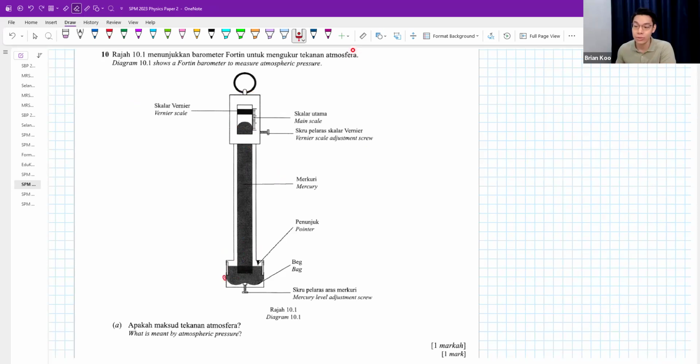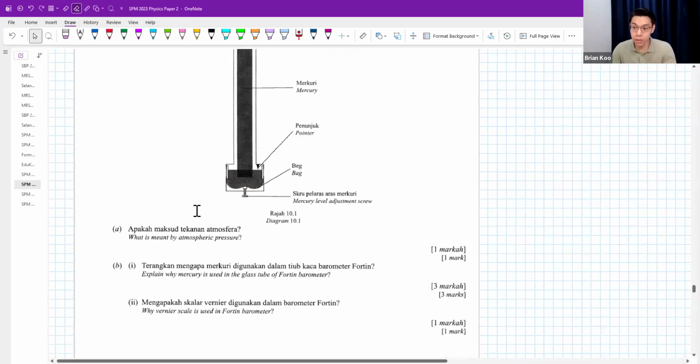You also have a couple of scales to get the reading, and a bag to store the mercury. Usually it's a bag that is pretty flexible, and there's a screw level that you can adjust. Remember, it's flexible, so you can adjust the screw to push the bag up higher or lower, depending on, let's say, there's some error in the reading and you're trying to reset it. This can help you to reset to the level that you know is correct.